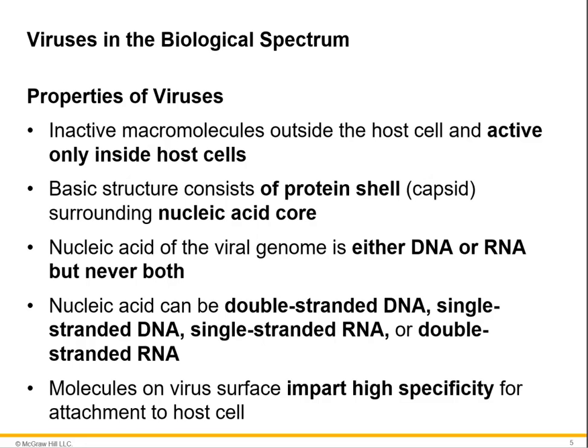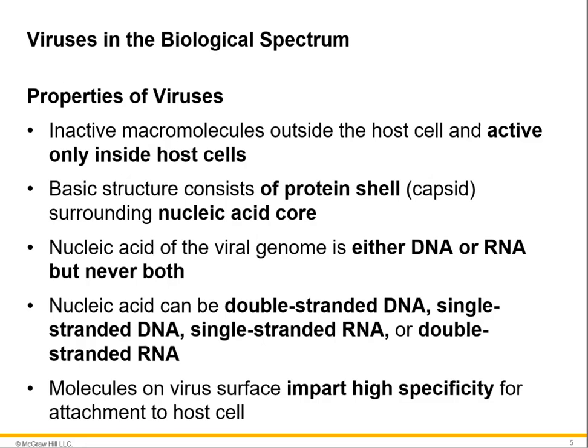They can replicate. The basic structure of a virus is going to be a nucleic acid core, so either DNA or RNA, wrapped in a protein shell, which we call a capsid, okay? Very, very simple structure. The nucleic acid core of the virus is going to be either DNA or RNA. It is never both. The nucleic acids can be double-stranded DNA, single-stranded DNA, single-stranded RNA, or double-stranded RNA, okay? So the nucleic acid can take different forms depending on the virus.